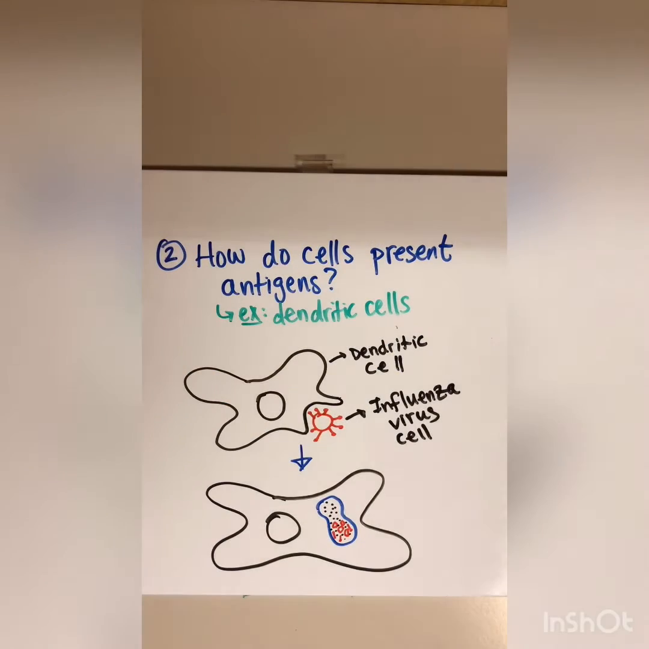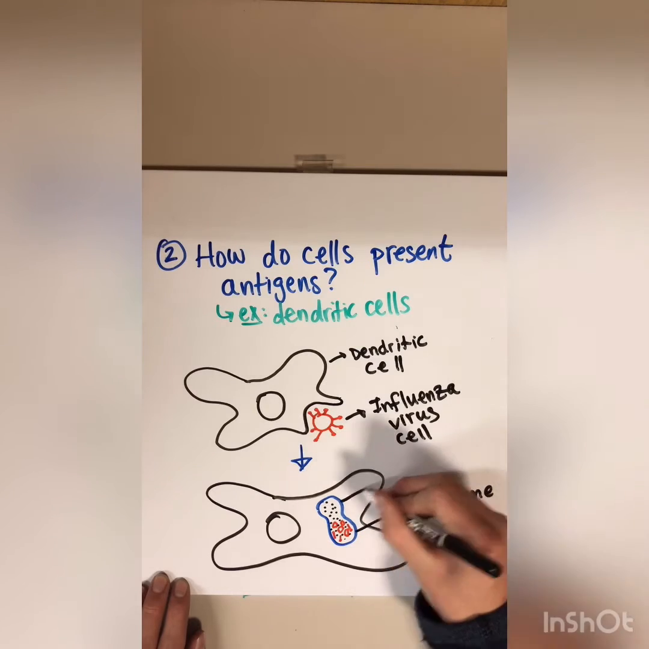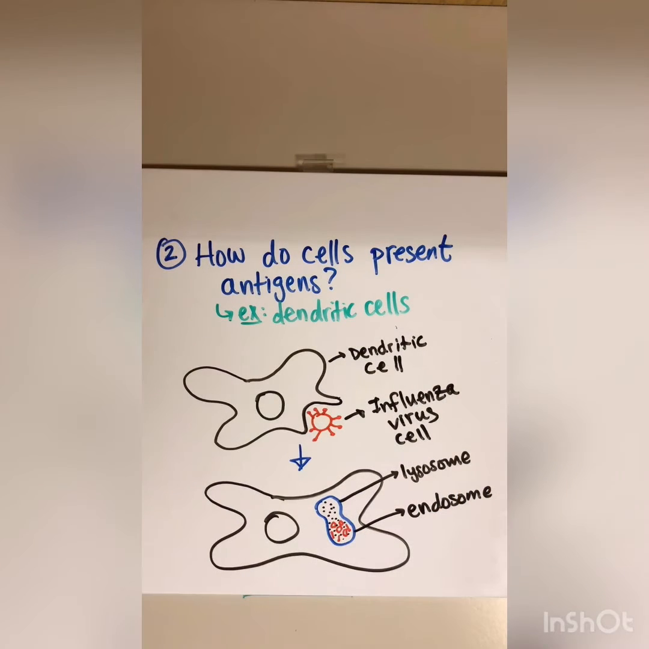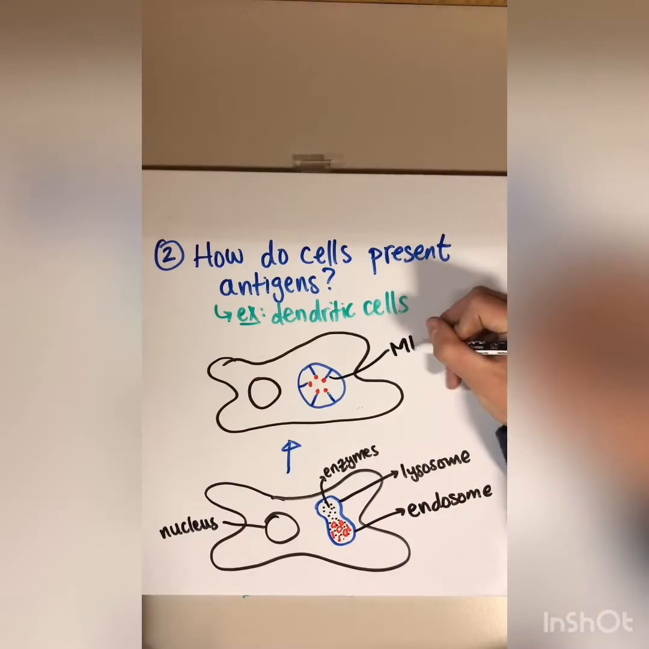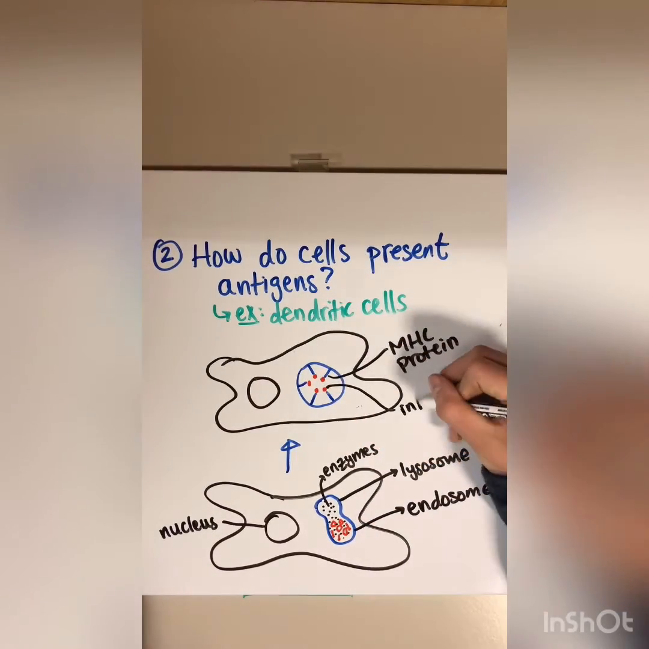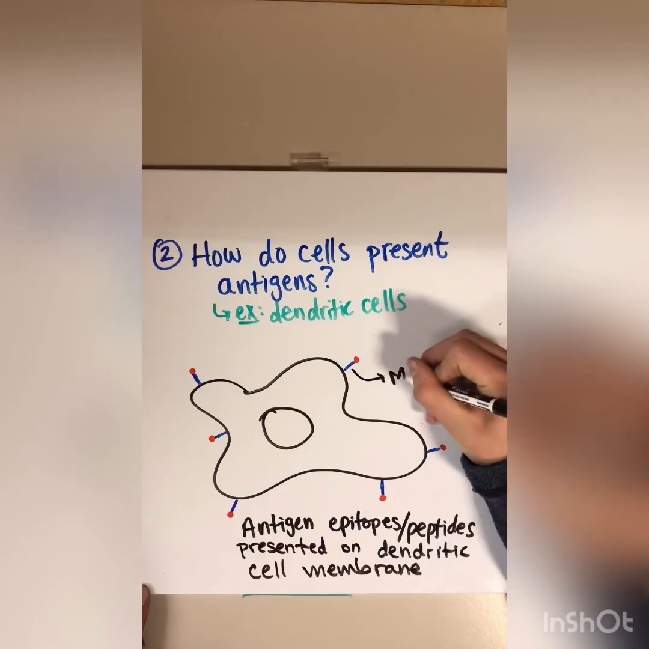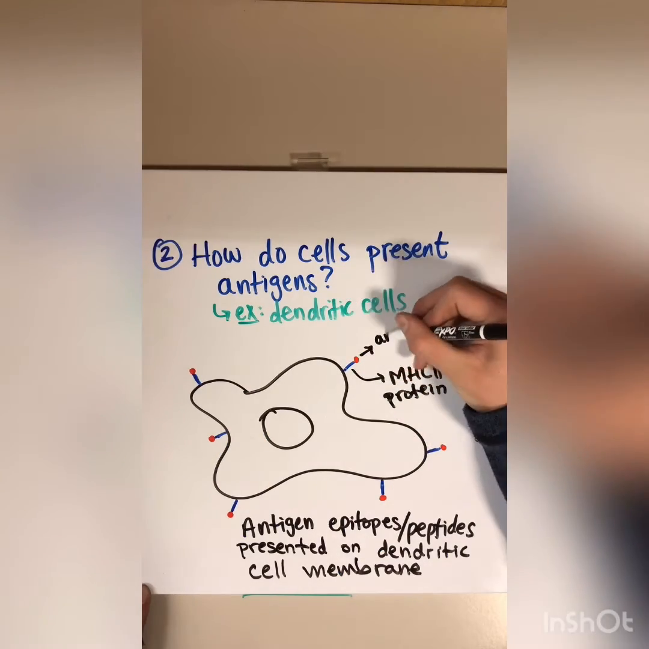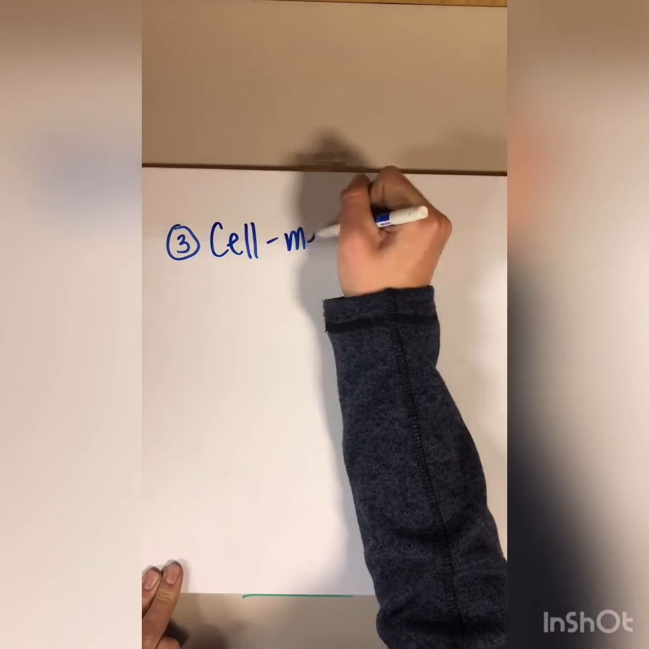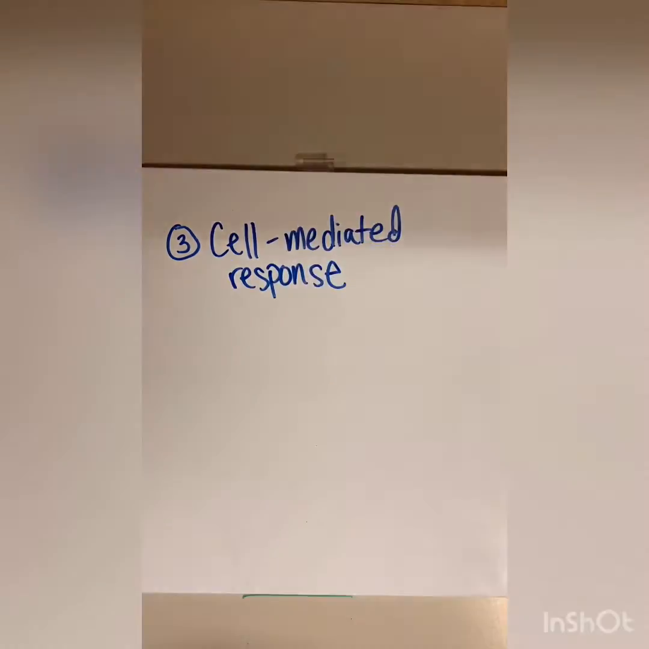Next, for how cells present antigens, we're going to look at dendritic cells. Once the dendritic cell engulfs an influenza cell, it is encased in an endosome which binds to the lysosome, which degrades the influenza cell into fragments called epitopes. Then the epitopes bind with MHC proteins, which are presented on the outside of the dendritic cell for cells like T cells. And finally, we have our deeper look into the cell-mediated response.